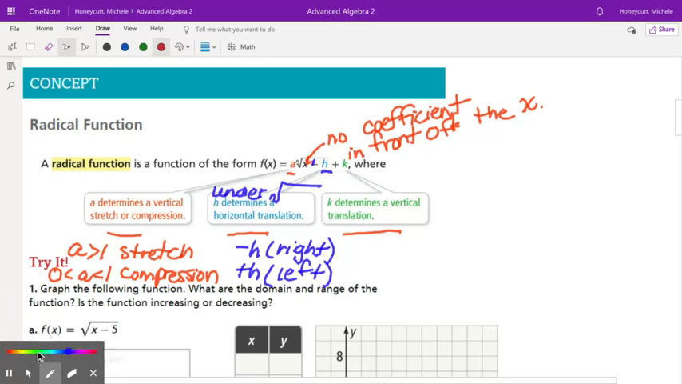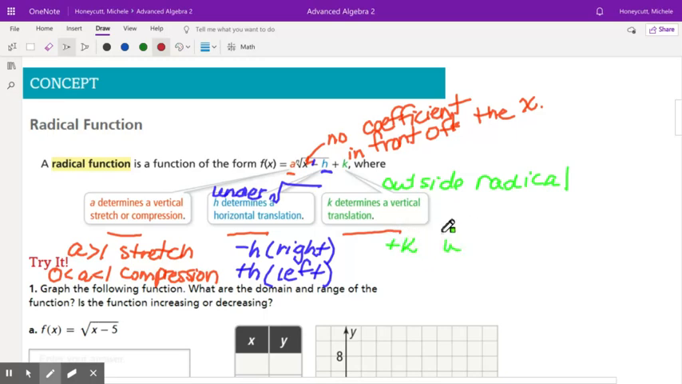The k is a number that is added outside the radical, and that determines the vertical translation. So if you look at the equation and you see a plus number outside of the radical, that'll tell you that the parent function shifts up. And if you see a negative k, that will tell you that the function shifts down.